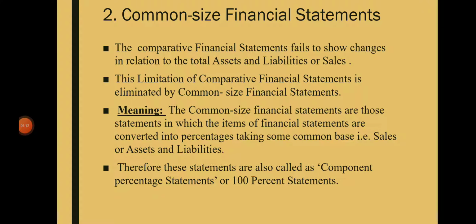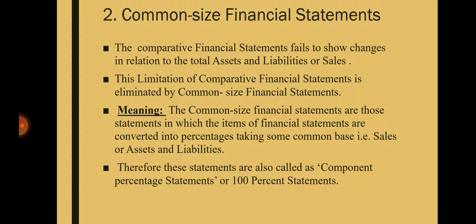The comparative financial statements fail to show changes in relation to the total assets and liabilities in case of the balance sheet and sales in case of income statement. And therefore, this limitation of comparative financial statement is eliminated by common size financial statement. So how this limitation we can eliminate, that we will understand when we solve the problems on common size financial statements. Before that, let us understand the meaning of common size financial statement analysis.